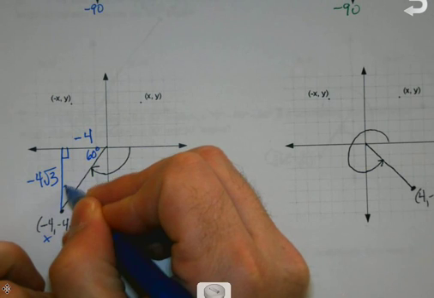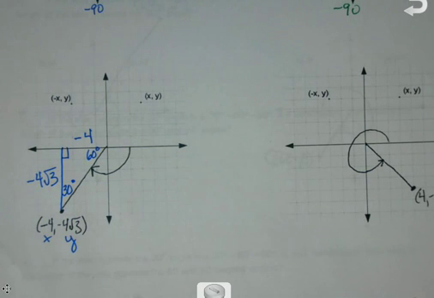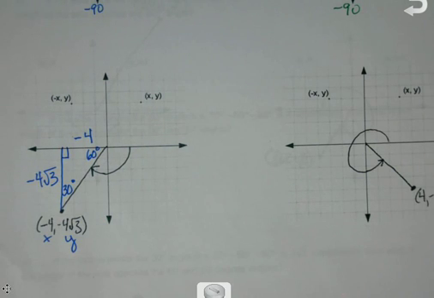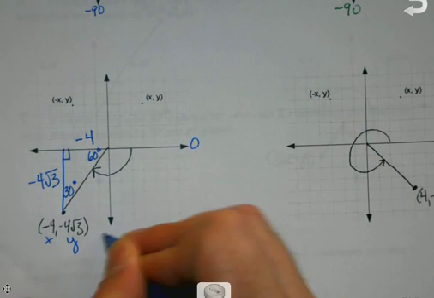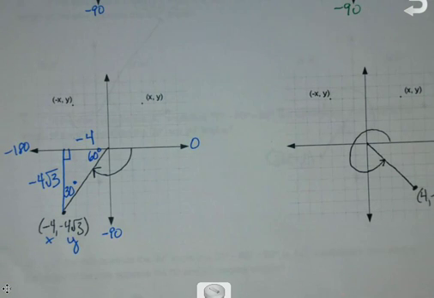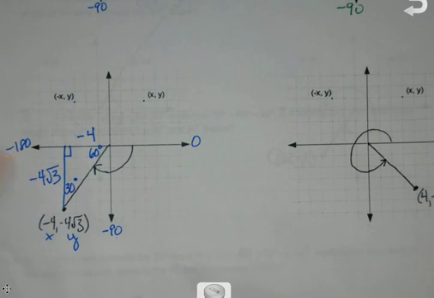And this 30 is always going to be opposite my one that doesn't have the square root. So again, I'm going clockwise, so I know it's negative. So I'll go ahead and label these. So what do I know? I know my answer's got to be between 90 and 180 because that's the quadrant I'm in.